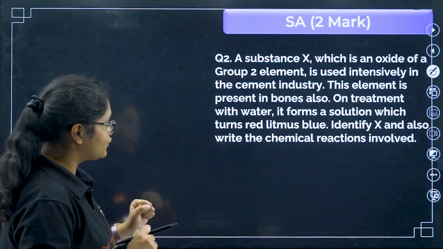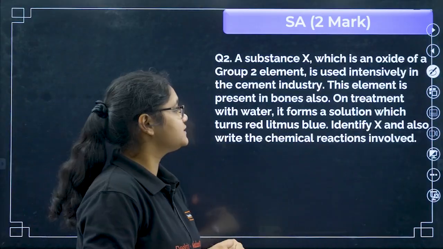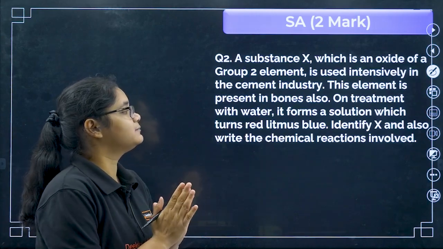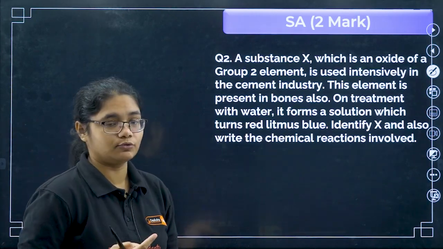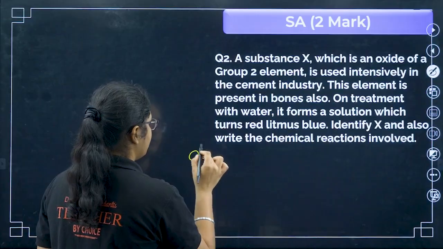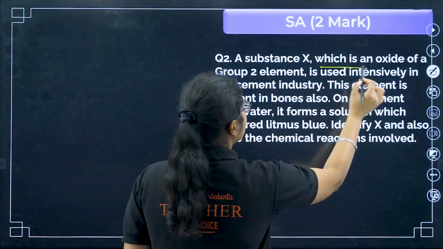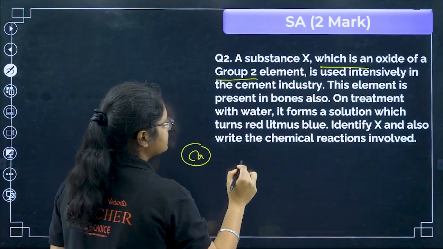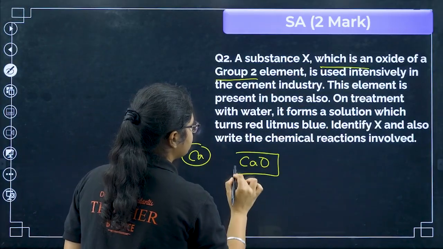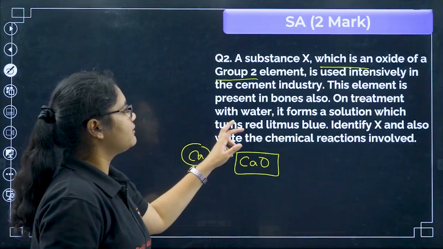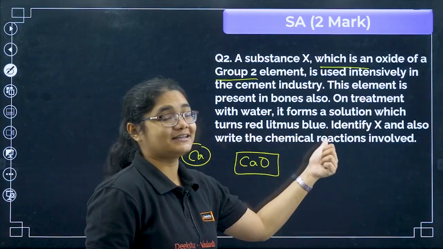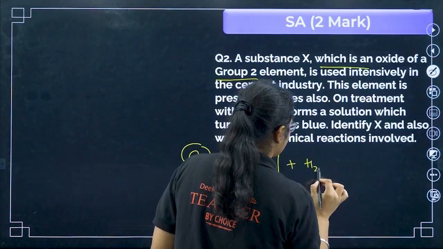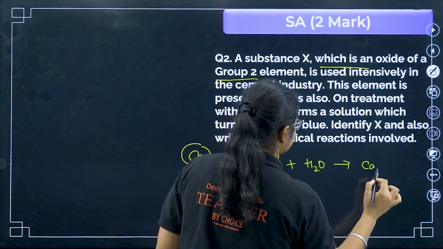Let's see now the next question. A substance X, which is an oxide of a group 2 element, is used intensively in the cement industry. The element is present in bones. So that element is calcium, and its oxide will be CaO. On treatment with water, it forms a solution which turns red litmus blue. So when this reacts with water, you will get calcium hydroxide.